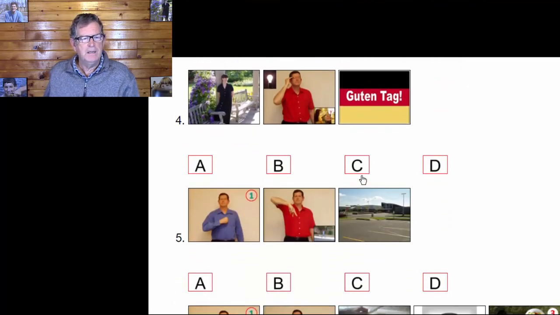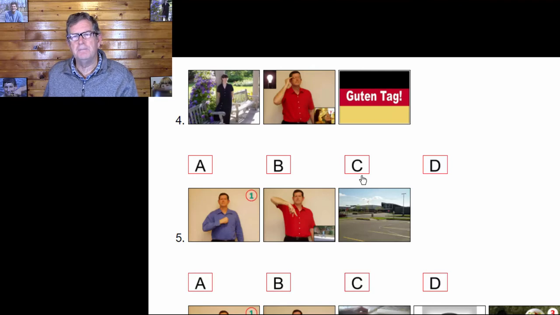Número cuatro. La mujer comprende alemán. Alemán is German, okay? La mujer comprende alemán. A. ¿Cómo comprende alemán? B. ¿Dónde comprende alemán? C. ¿Quién comprende alemán? D.